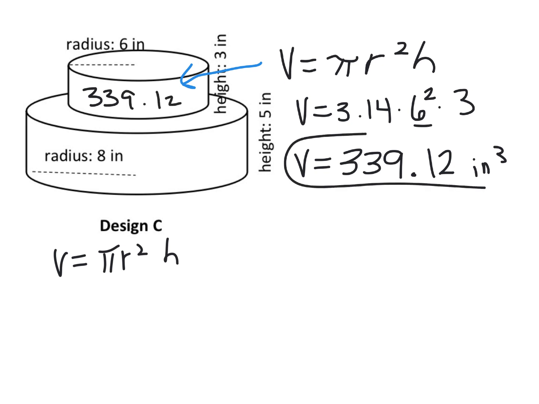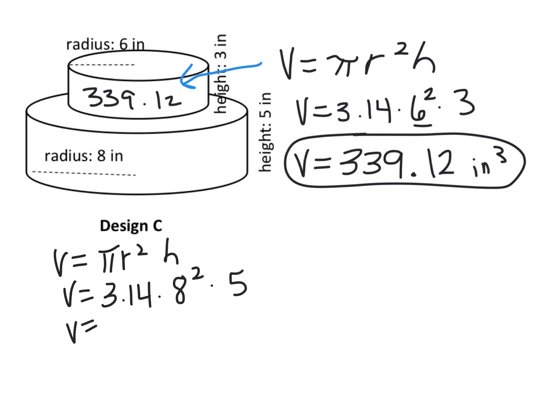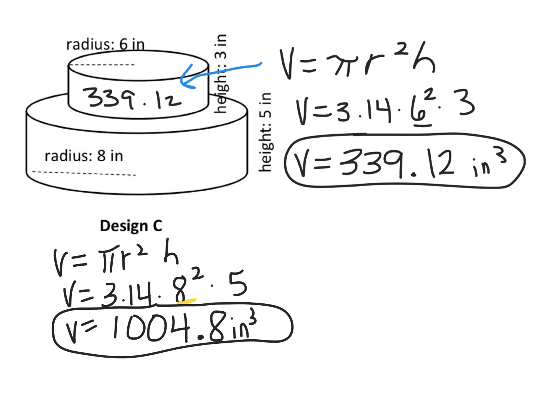Okay, so that's the top piece. So the bottom piece looks much bigger, so let's see what we get here. I'm going to use 3.14 for pi, and 8 is my radius, so 8 squared times the height, which is 5. So this is 64. So 3.14 times 64 times 5. All right, and that is 1,004.8 inches cubed.